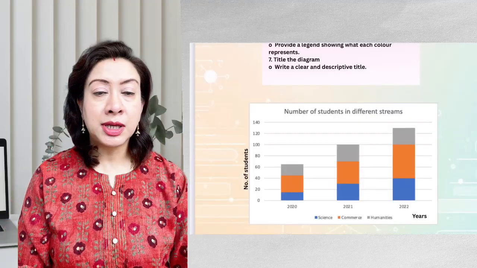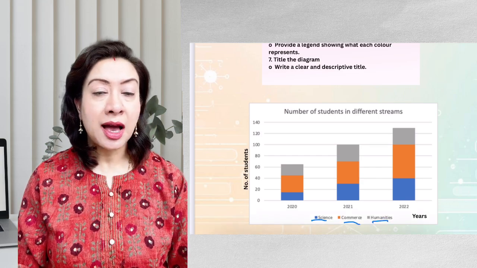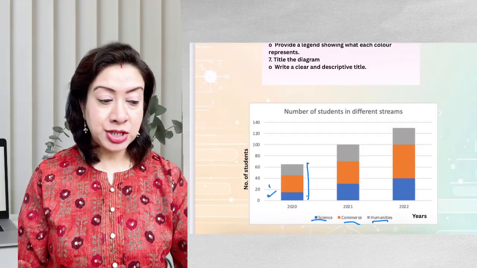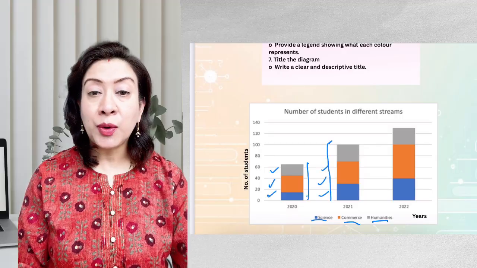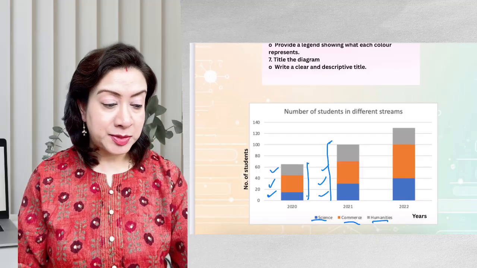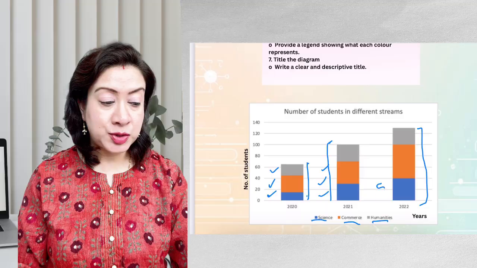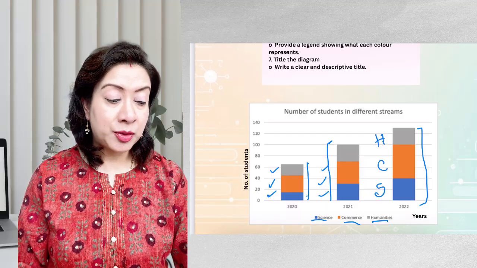Now, if we plot the number of students in different streams for 3 different years, our component bar diagram will look like this. For each year, the bar will be divided into components according to the different streams. So there will be a part of the bar representing the number of students in science stream. Another part will represent the number of students in commerce stream, and the remaining part of the bar will be the number of students for humanities.